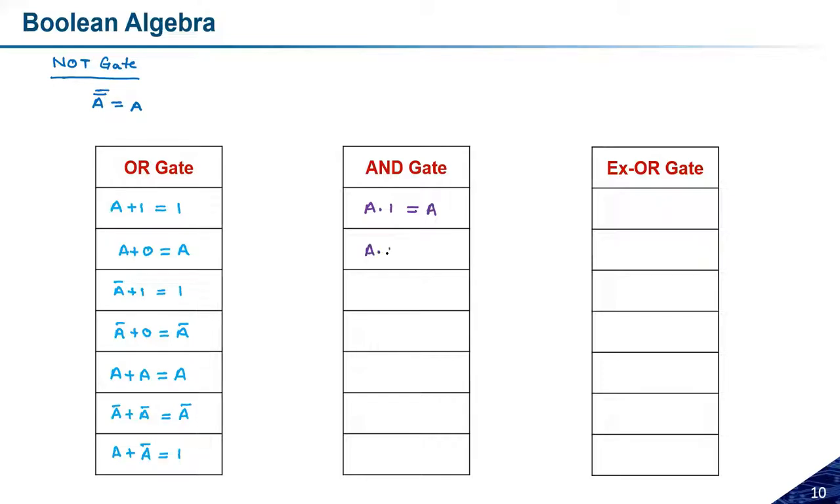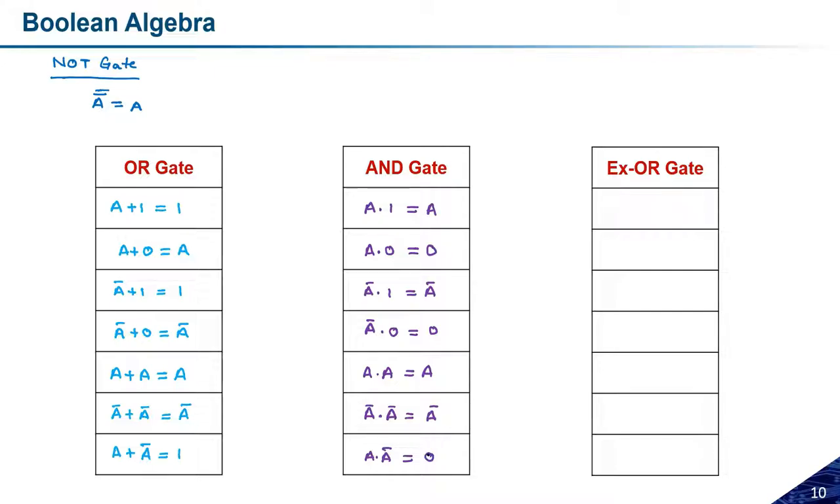Similarly, A dot zero, what is the output? Zero. Always zero. A bar dot one, that will be A bar. And A bar dot zero, that will be zero. Then I have to write A dot A. A dot A means A. What about A bar dot A bar? A bar. Perfect. And what about A dot A bar? Zero. So this is how we can develop the Boolean algebra.